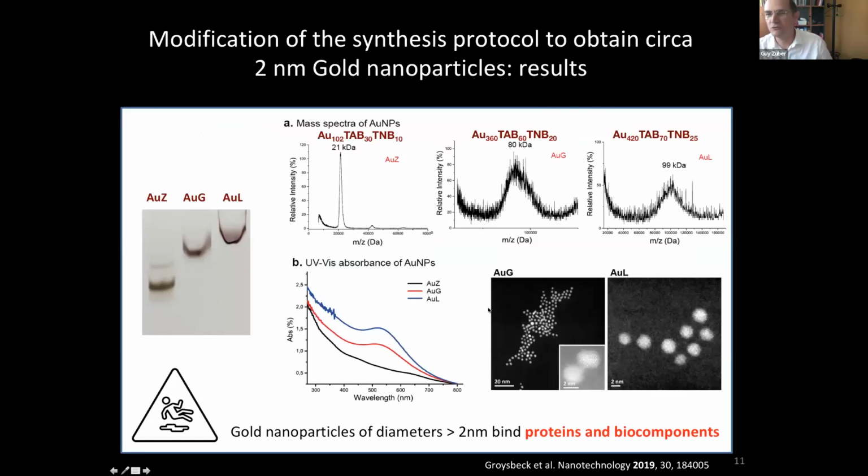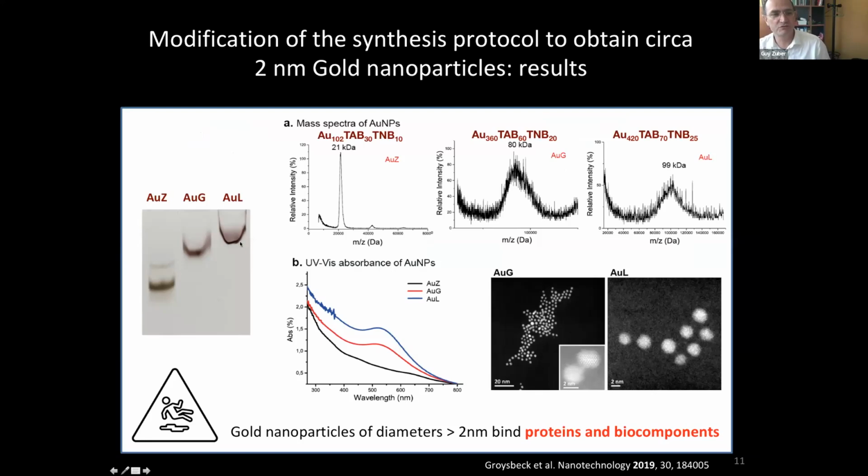Of course, 1.4 nanometer gold particles are very small if you want to look at them directly. So we try to make particles of larger size. If we change the solvation during the synthesis, we can make particles of much larger size. So this is important: we can play with the size of the gold particles.